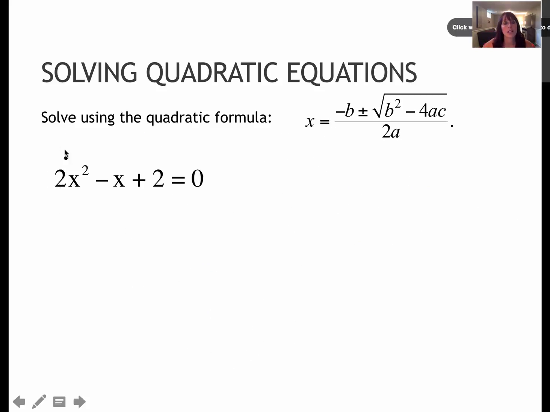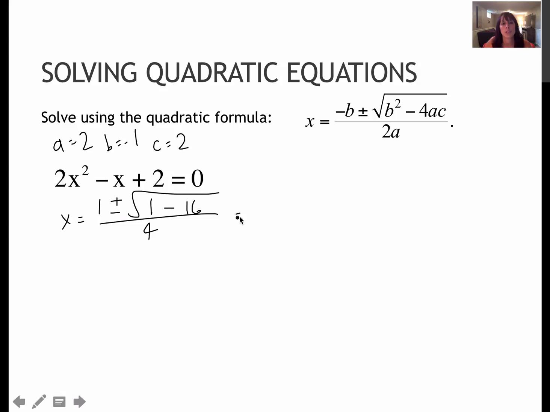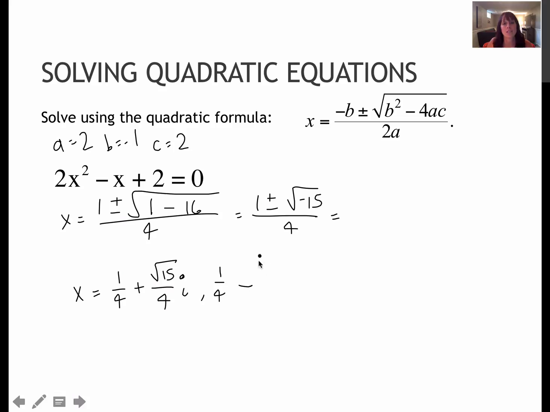Another practice for us, again, a is 2, b is -1, c is 2. So x equals the opposite of b plus or minus the square root of b squared minus 4ac all over 2a, which leaves me with 1 plus or minus radical -15 over 4. Again, I can't really reduce anything there, but I can separate them into my solutions. So I would have x equals 1/4 plus radical 15 over 4 i, and then 1/4 minus radical 15 over 4 i.